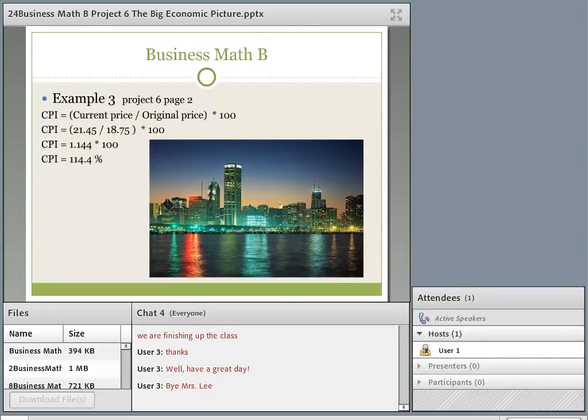Okay, let's look at our last example. It's going to be a CPI example. For this one, the formula is, as you can see, current price divided by original price. And you're going to multiply it times 100. So we're looking at prices of specific items. In our particular table, these amounts are given, so we're going to just use the amounts they gave us to fill in. Again, this is page 2 in your project 6.